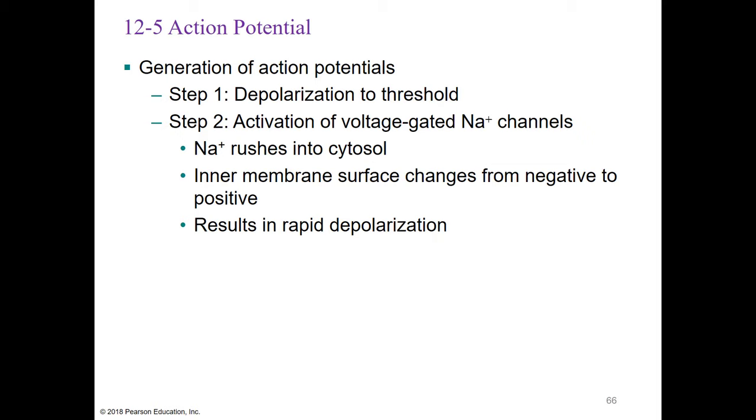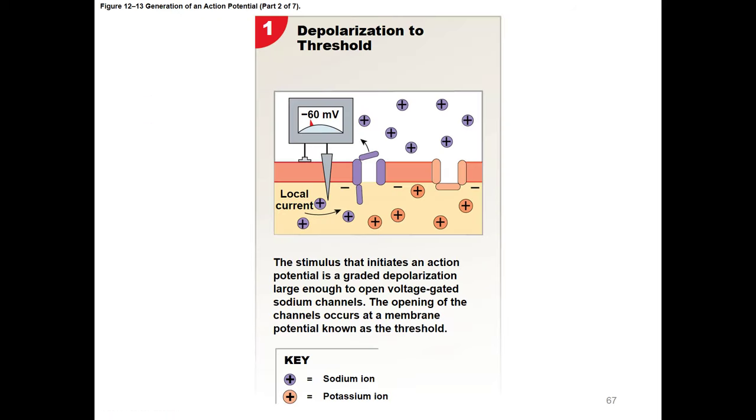Remember, we need to get to at least negative 60, negative 55. And if we do, that's going to activate depolarization to continue, and sodium channels will open, and we're going to have full depolarization. So that's when sodium rushes into the cytosol, and the inner membrane will change from negative to positive. This is what we call rapid depolarization. So this is step one and two, and here's a figure of that.